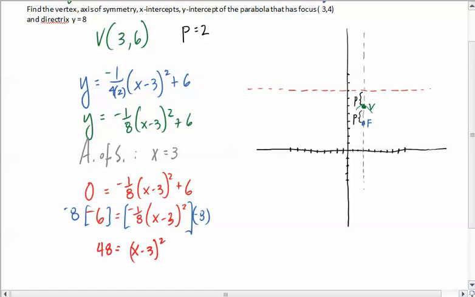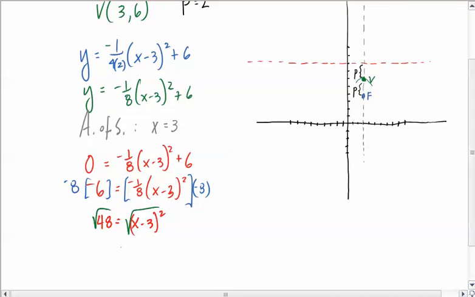So I'm going to take the square root of both sides, and here's what I get. So we have x minus 3 is equal to plus or minus the square root of 48, and that gives me 3 plus or minus the square root of 48 as our x-intercepts. Now, the square root of 48 is roughly 6.9. So we get 9.9 as an x-intercept, and we get negative 3.9.